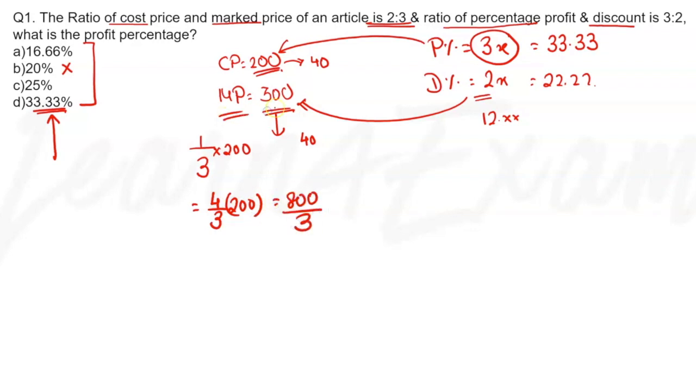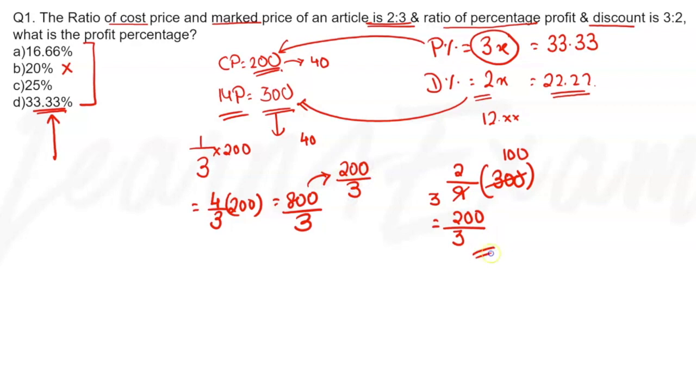And for market price, it would be a 22.22% decrease, right? So that is a 2/9 decrease on 300, or a decrease of 2 into, if I cancel this off by 3, I'll get 100 here, 3 here, or 2/3 into 100, or a 200/3 decrease, right? So the increase in this was from 200, that is 200/3, and the decrease is here.